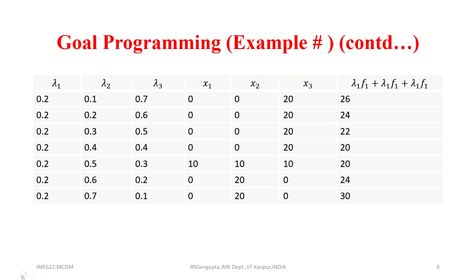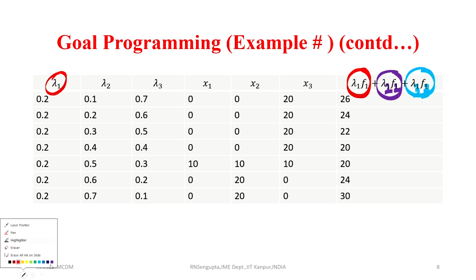Continuing the discussion again: lambda 1 F1, lambda 2 F2, and last is lambda 3 F3. The values of lambda 1 are in the first column, lambda 2 in the second column, and lambda 3 in the third column, given here for different values of lambdas.